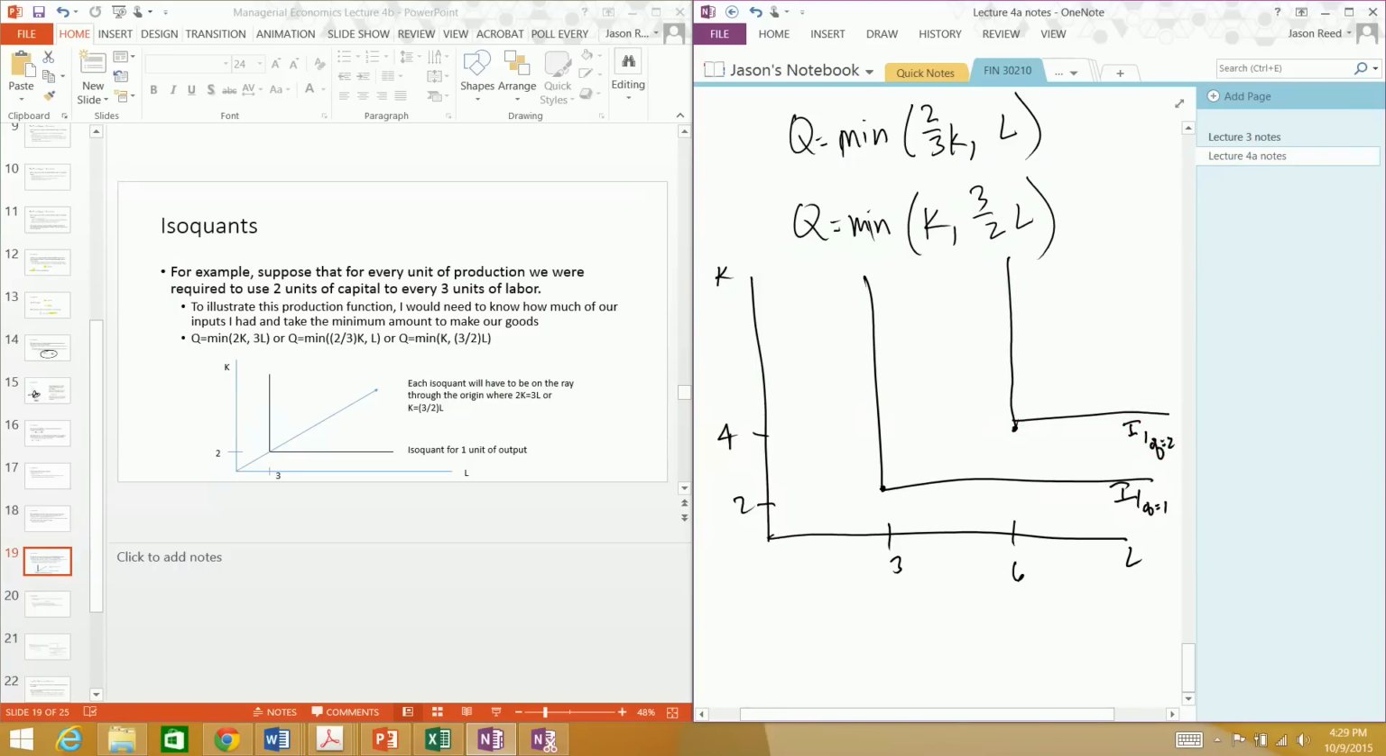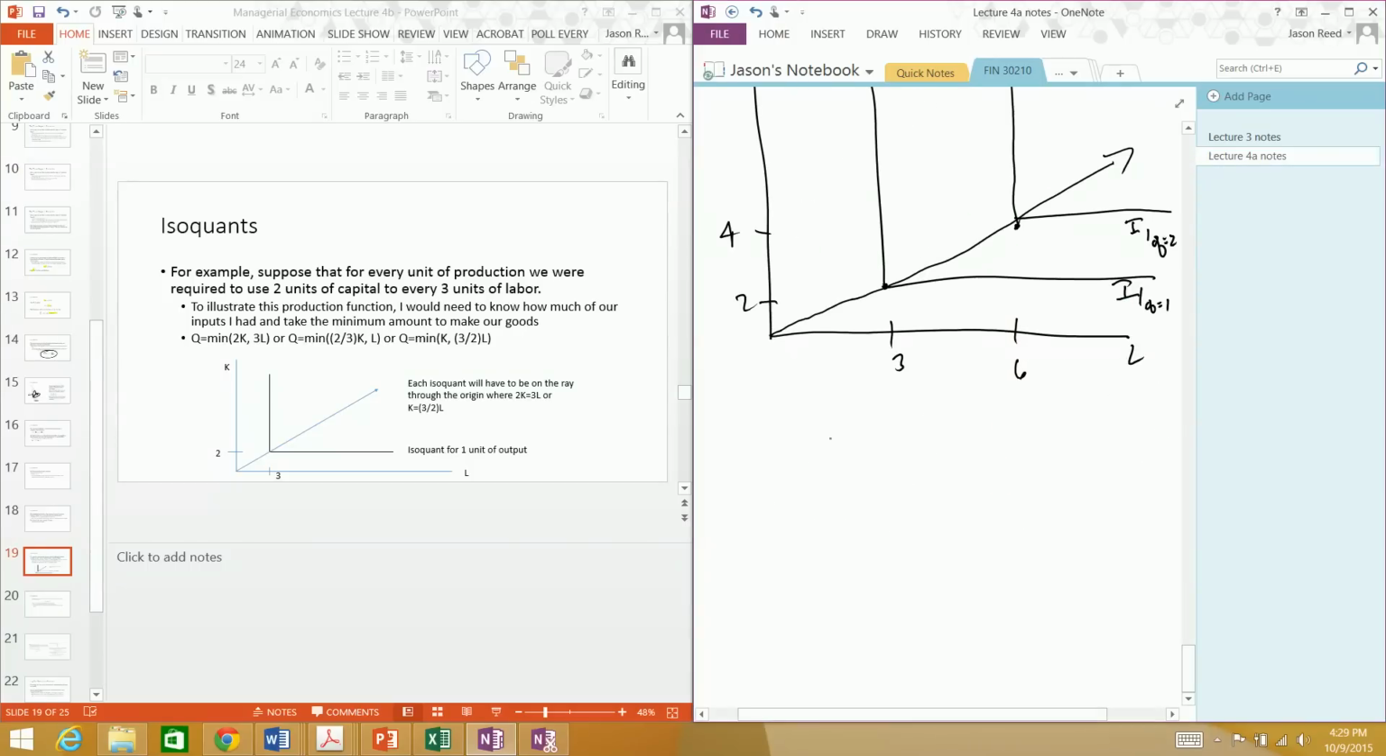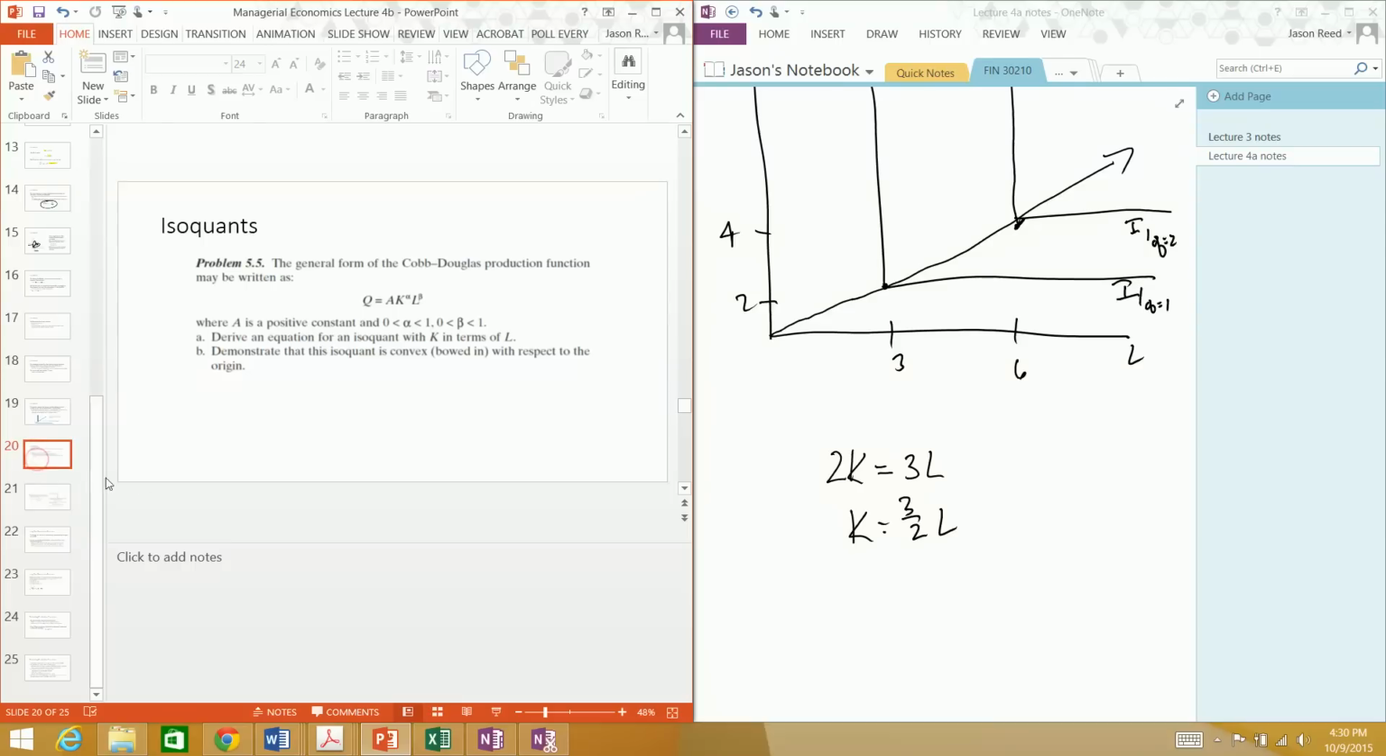So what we realize is that we find this ray through the origin. This ray through the origin says something very specific: the relationship that 2K is equal to 3L, so that K is equal to 3/2 L. The slope of this ray tells us that our isoquant must be on this ray. I think that's important as you scale up or scale down the units of production.